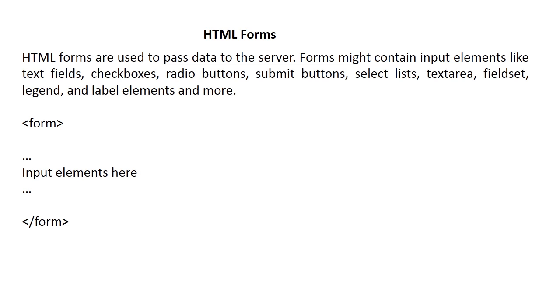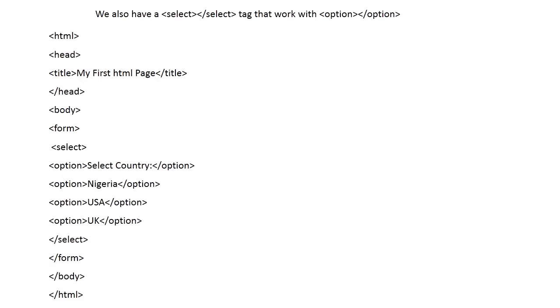So to start writing an HTML form, this is how the tag would look. You have your opening tag and the closing tag. The three dots refer to where your input elements, or whatever input is needed in the form, are to be placed. We also have a selection, the select tag that works with options.